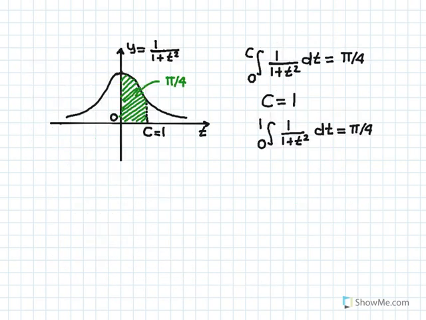So let's interpret this in terms of an area. The integral from 0 to c of 1 over 1 plus t squared dt is pi over 4. That means find the value of c such that the area under the graph of 1 over 1 plus t squared gives us pi over 4. The value of c was found to be 1. That means if you integrate from 0 to 1, 1 over 1 plus t squared dt, we get pi over 4.